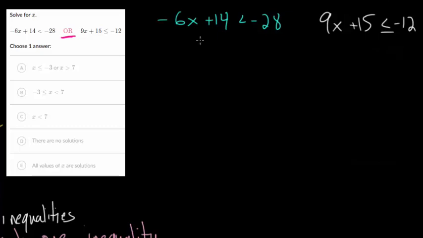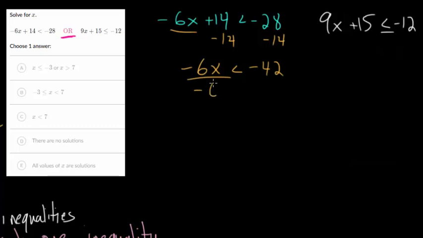Now we move on to the blue equation, the first one here. We want to isolate the x term, so we have to cancel out the plus 14. So we'll subtract 14 on each side. So we get minus 6x less than minus 28 minus 14. So we're going more negative, and that will bring us to minus 42.